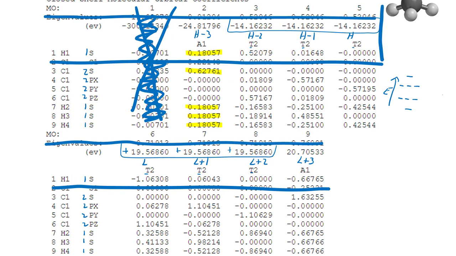If you look at HOMO minus 2, you've got a big contribution. I would say the PX is probably not contributing. 0.01, that's pretty small. I'm going to ignore that one. And I'm going to definitely pick the PZ, and I'm going to pick all these guys. And then, in this case, it does not look like this hydrogen contributes, so I'll ignore that one.